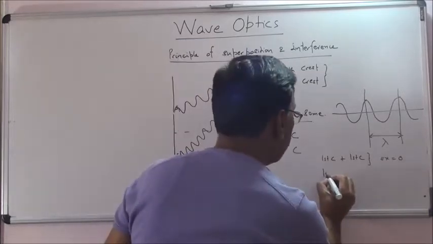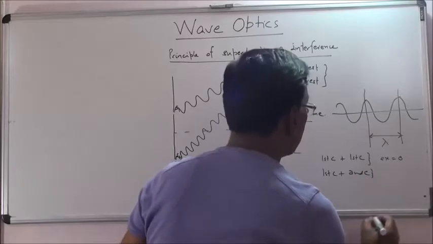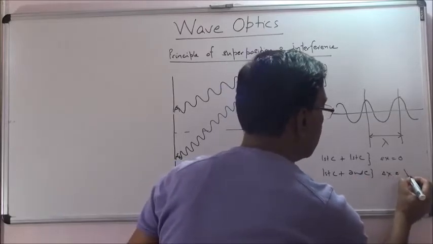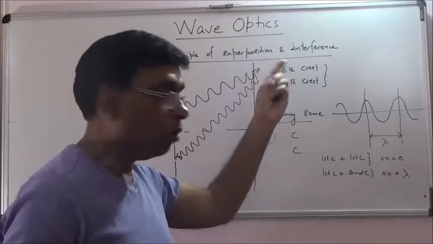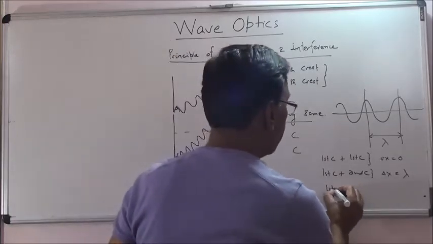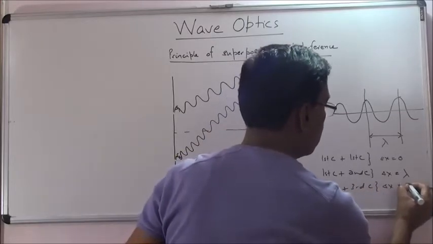If I am getting the first crest due to the first wave and the second crest due to the second wave, then what is this del x? It becomes lambda. Even now the intensity is more. Same way, if I get the first crest and the third crest, now del x is 2 lambda.